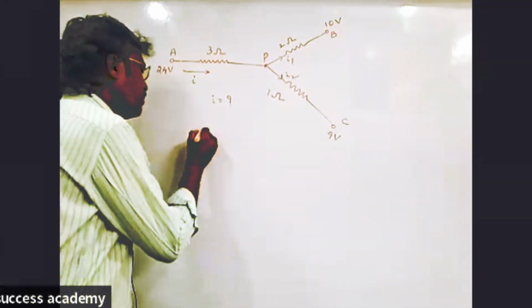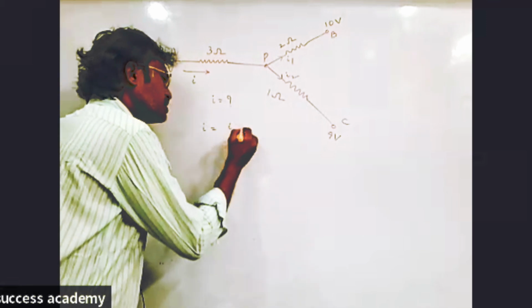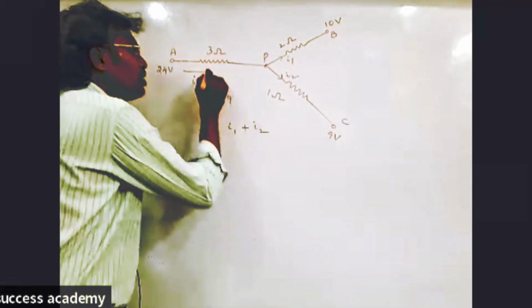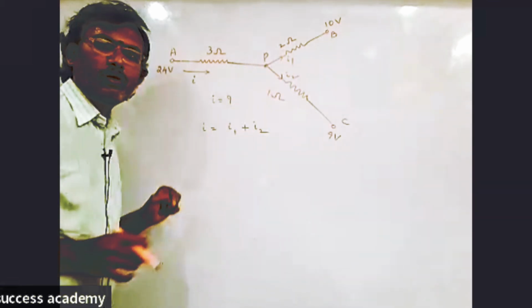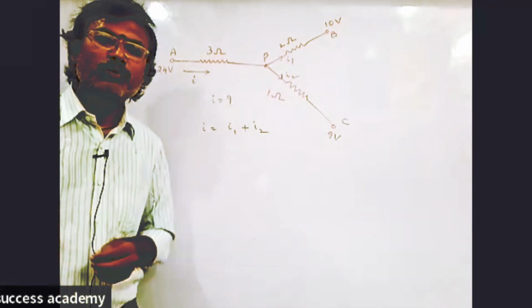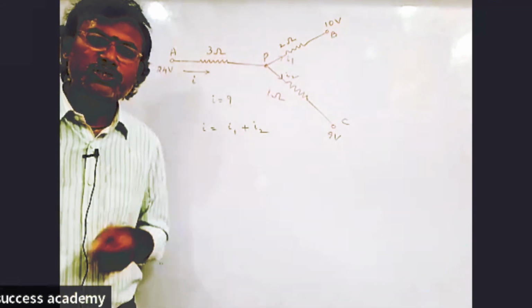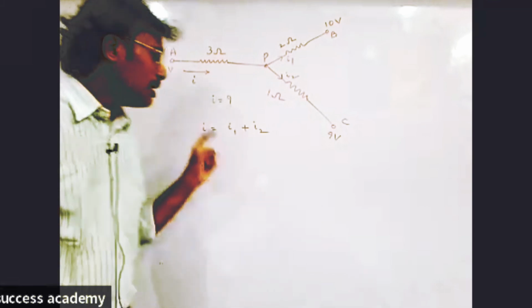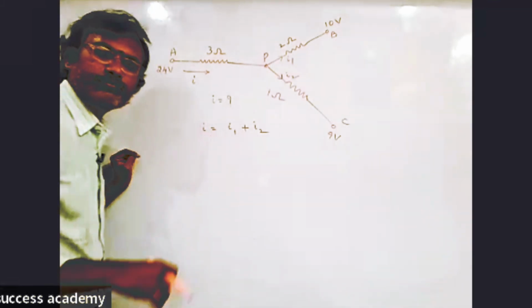See, so from that, by taking the Kirchhoff's first law, I is equal to I1 plus I2. Sum of currents entering into the junction is equal to sum of currents leaving from the junction. Apply the Kirchhoff's first law. From that, I is equal to I1 plus I2.